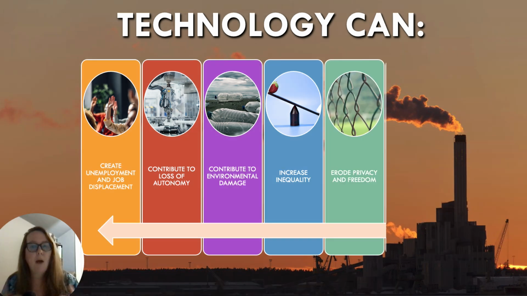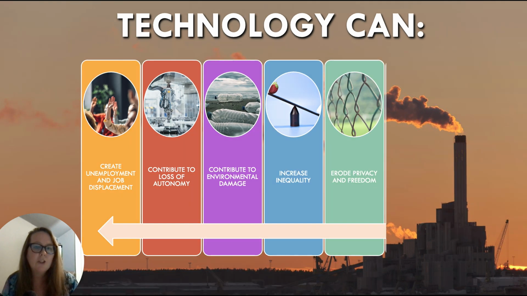AI can erode privacy and freedom. AI powered surveillance systems are being deployed by both governments and private companies to monitor our behaviors both online and in physical spaces. These systems are justified as necessary for security, but they threaten personal privacy and civil liberties. AI surveillance can be used to suppress dissent, control public behavior, and undermine democratic processes.